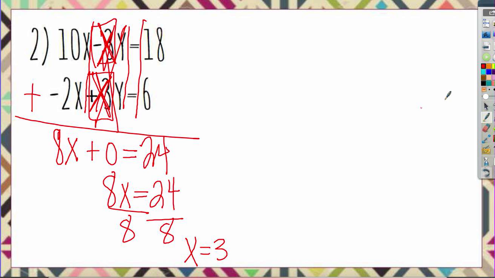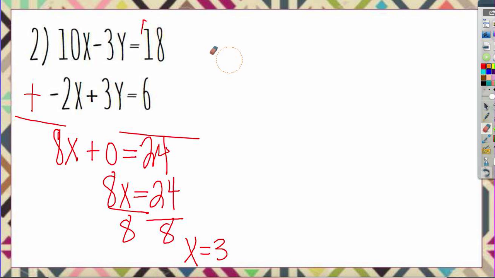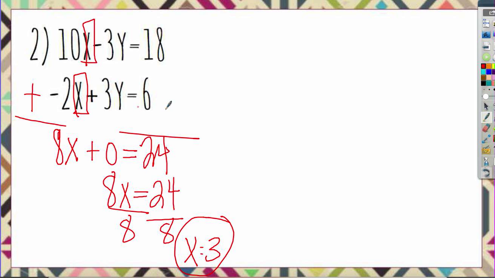to 3. So now I need to go back into either one of these equations and plug that 3 in where x was. Plug that 3 in where x is. So I could do it here, or I could do it here. These are smaller numbers, so I'll probably use the second one. So I've got negative 2 times x plus 3y equals 6.